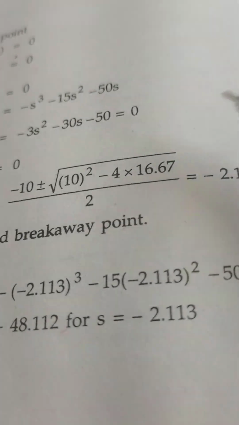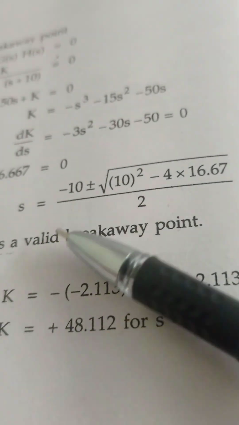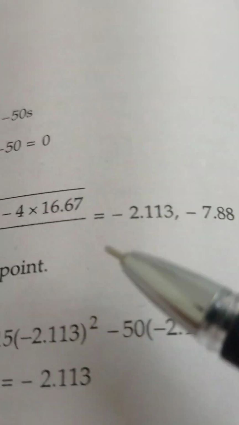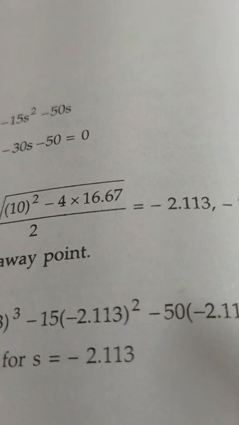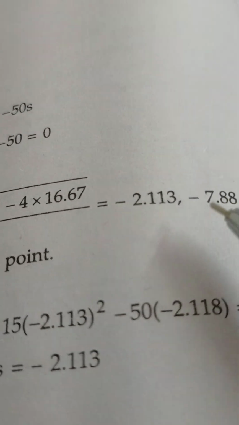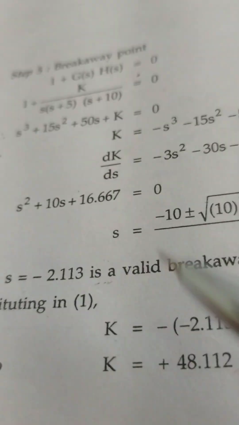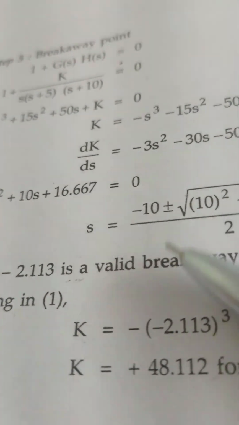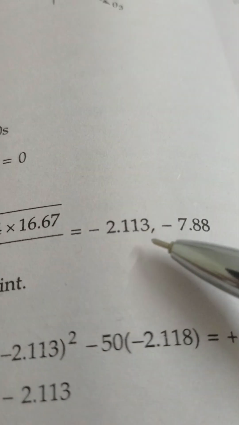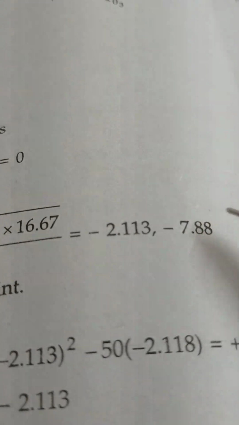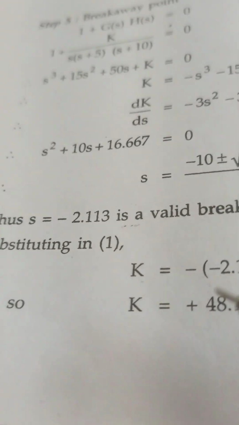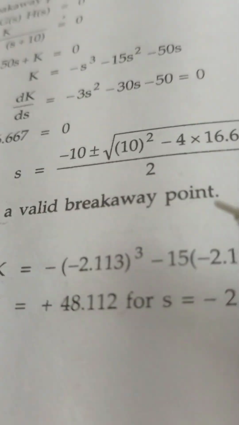Therefore, take all the values with plus or minus, do the calculation, and you will get the values of s as minus 2.113 and minus 7.88. Two values, because plus or minus is there. Thus s equal to minus 2.113 is a valid breakaway point.